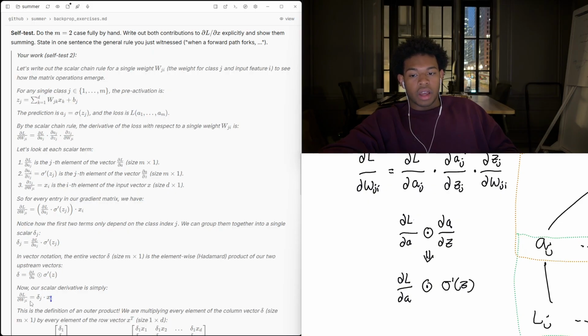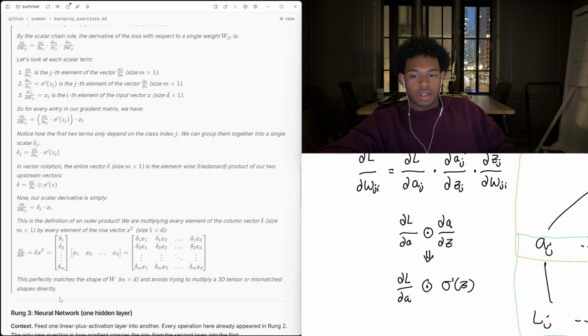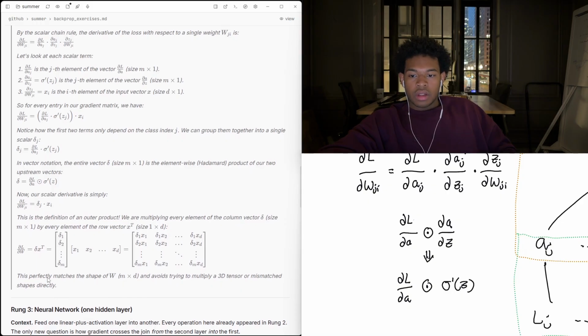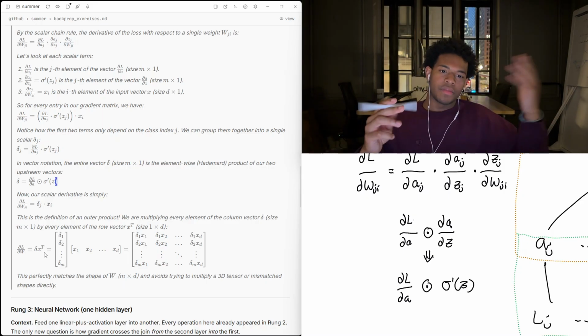However, it's by i and j. Once again, making it an outer product. So it's this by X transpose. And then we defined this as L with respect to A by A with respect to Z. And those are element by element, but then this one is an outer product. Why is it an outer product?